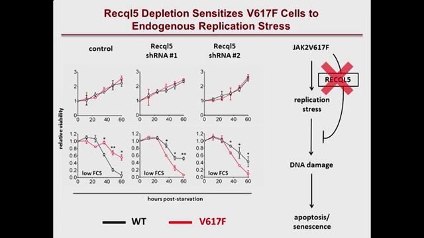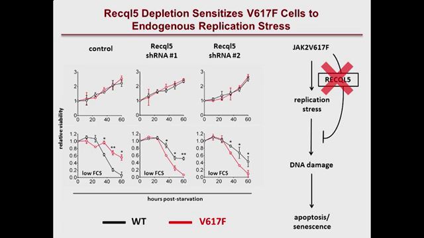We think this recapitulates an endogenous replication stress by starving the cells, and that we can bring out this preferential dependence on RECQL5 in that context. We can completely rescue this phenotype by just giving back nucleotides to the growth media, and then the growth will return to the levels of wild type. So essentially, as the title says, RECQL5 depletion sensitizes the V617F cells to endogenous replication stress.